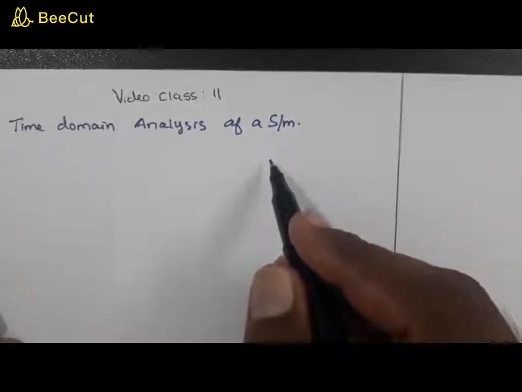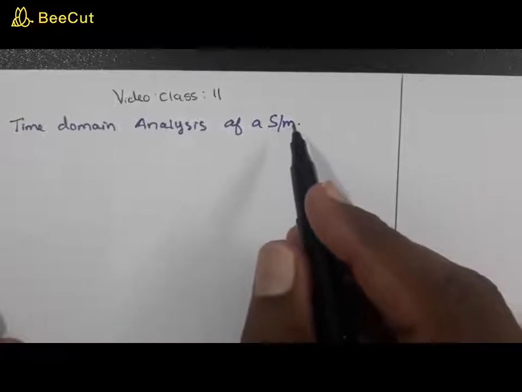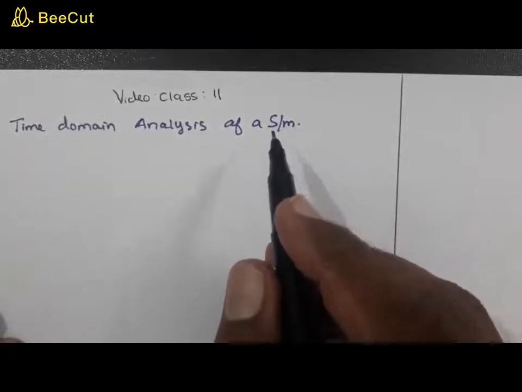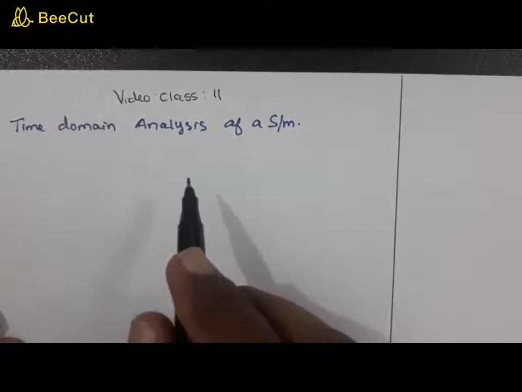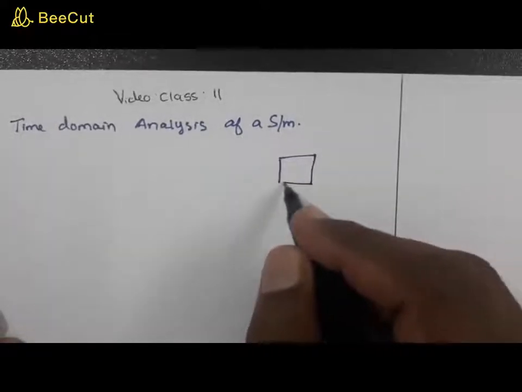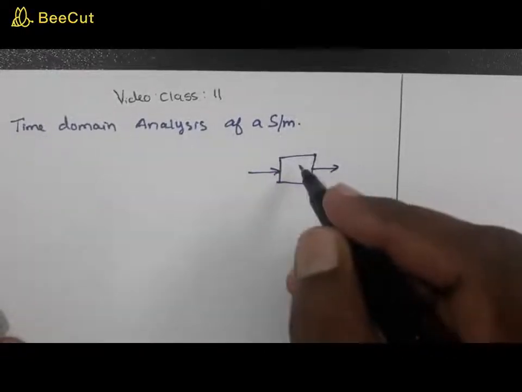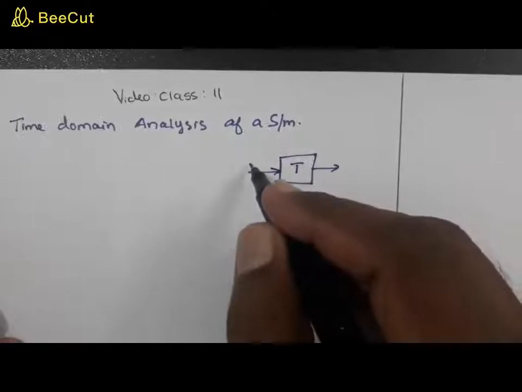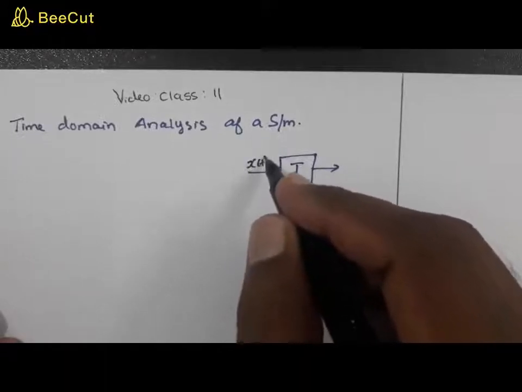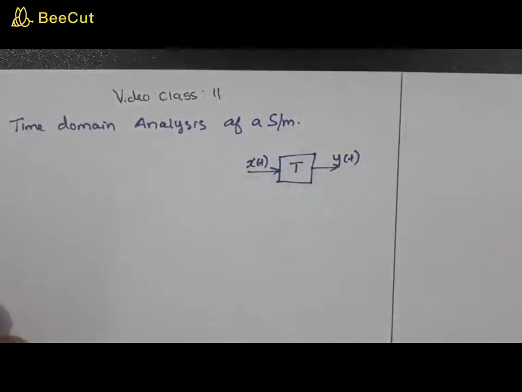When we talk about analysis of a system, we actually refer to a control system, because we are studying a system from the perspective of a control system. So, if you have a system, as we have studied in signals and systems, this can be represented by an input x of t, an output y of t, with the transfer function T, right?